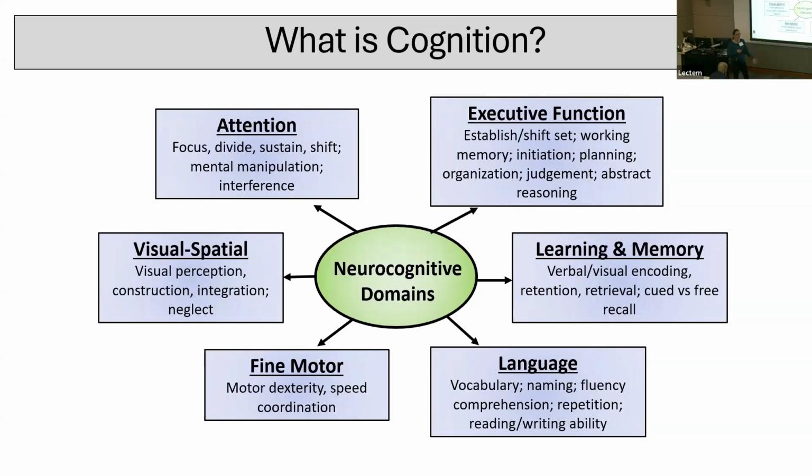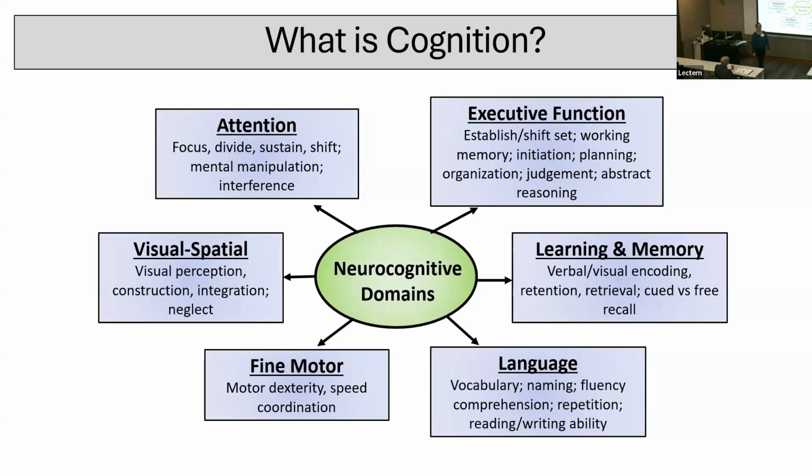We have language. That's somebody's overall vocabulary, how well they can name things, associate words and meanings, and reading and writing also falls within that category. We have learning and memory. So being able to first encode either visual or verbal information, store it in your brain, and then retrieve it later on if you need it.